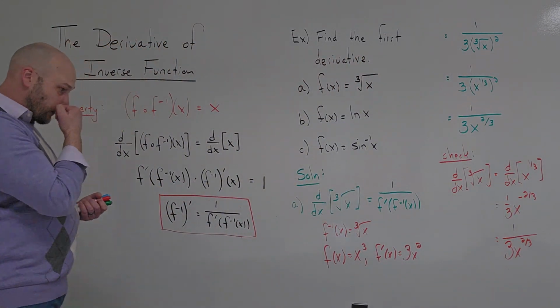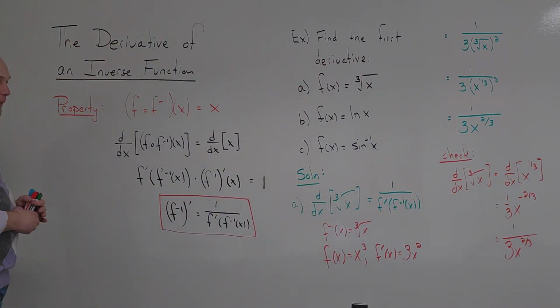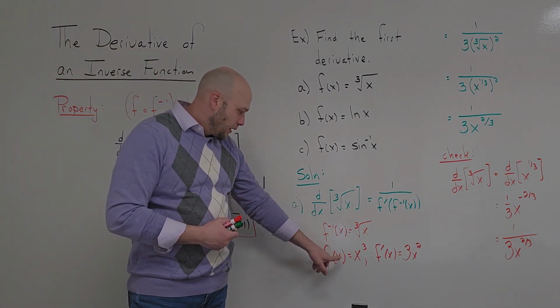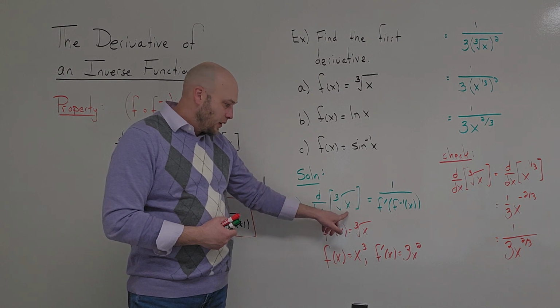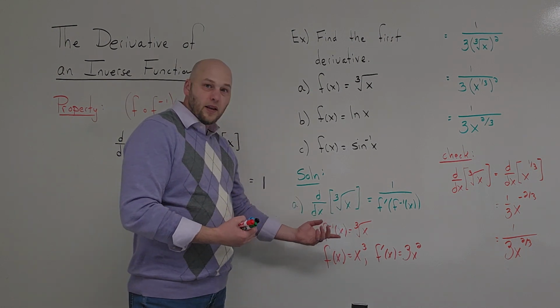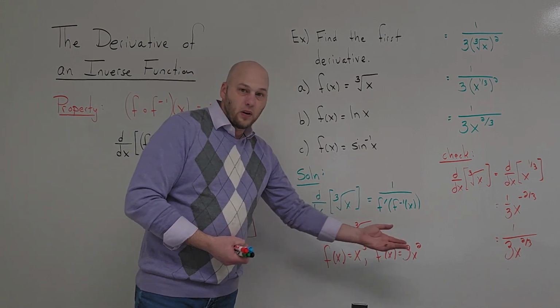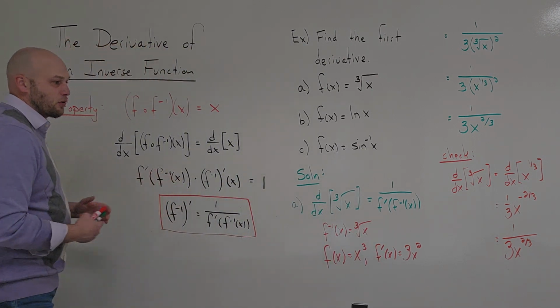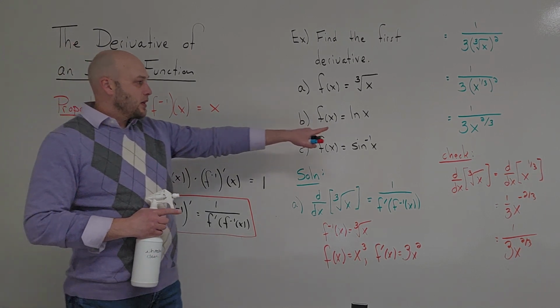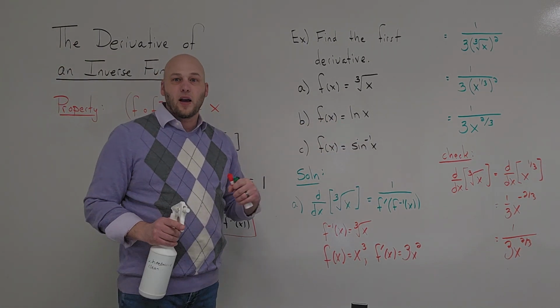Okay, so this provides the format for how I work with this formula. If I know this is the inverse, I have to identify the original function, or in other words, the inverse of that, and then I also have to identify the derivative of that function f, and then I take the reciprocal of their composition. Okay, so let's do the same thing with the natural log, and then followed by the sine inverse.